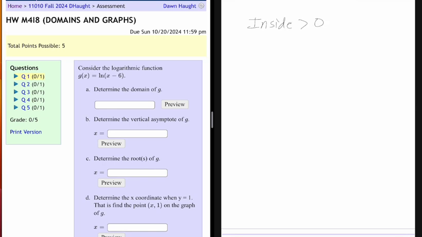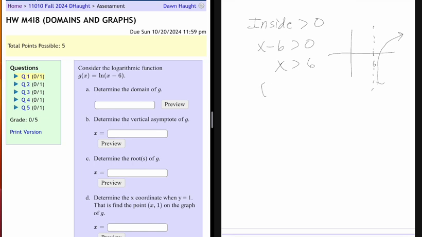So our inside is x minus 6. So where is x minus 6 greater than 0? We're going to solve that inequality. That means we are going to have a graph where x is greater than 6, okay? If you pulled up Desmos, there would be an asymptote at 6, and our graph would be scooched to the right 6 units, okay?